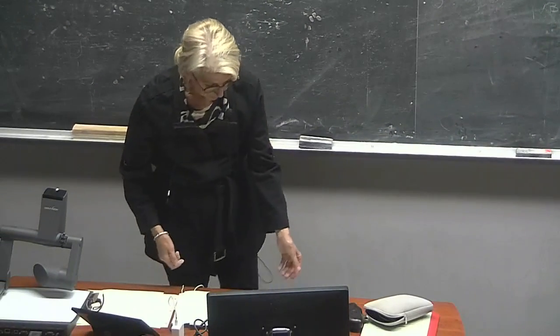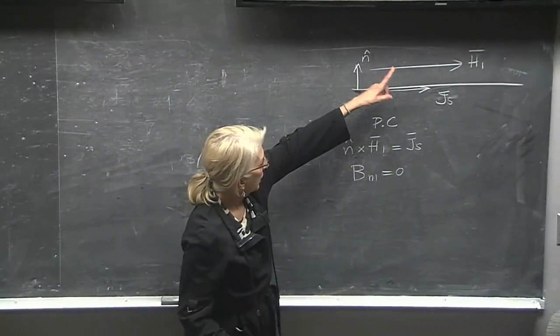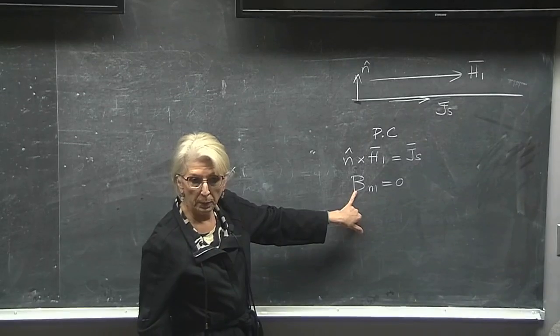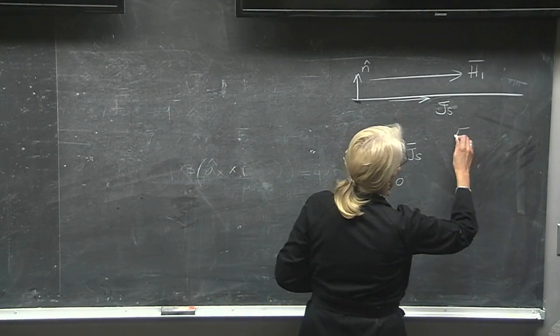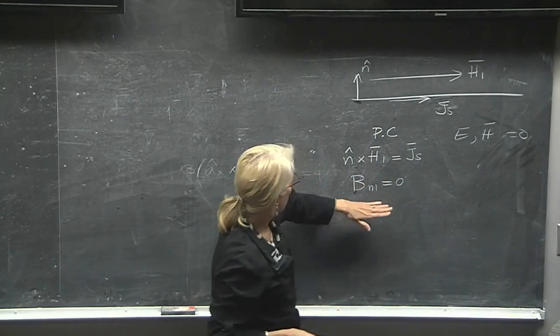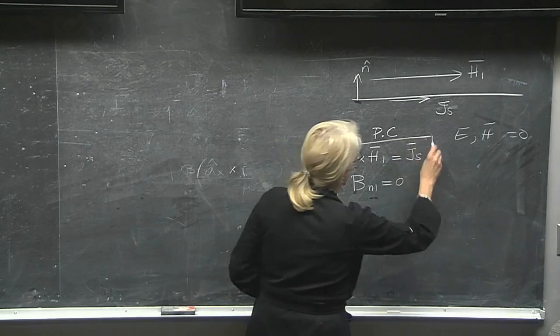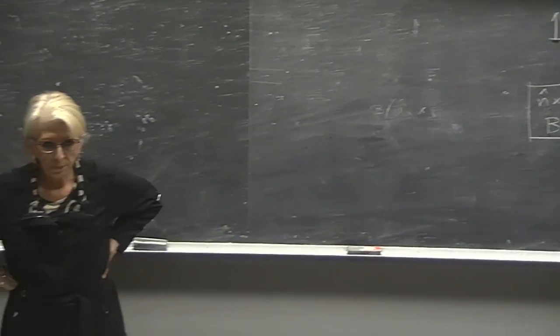And why is that? Because otherwise there would be continuity of B normal. But because in a perfect conductor, both E and H are 0. All right? So these are the two boundary conditions on the surface of a perfect conductor.